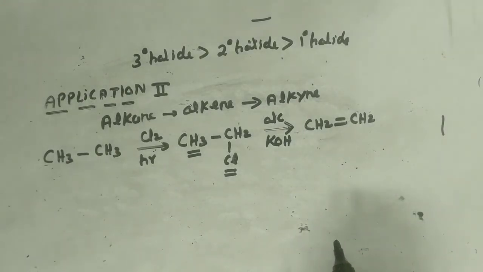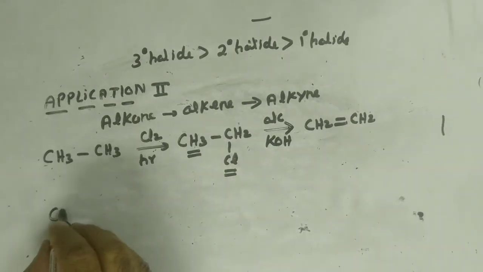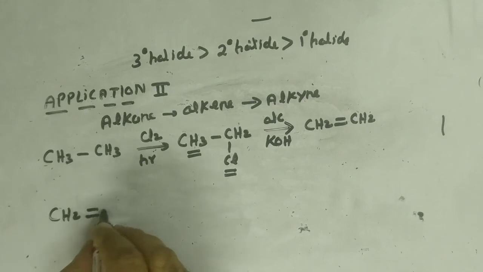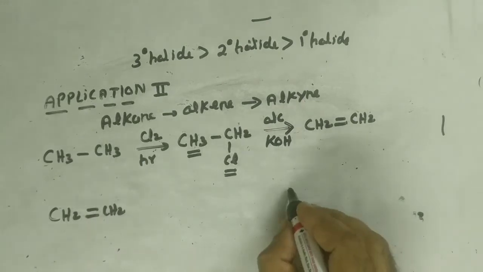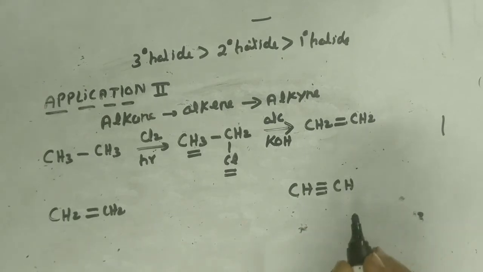Now let's see how we can convert alkene into alkyne. Let's say we need to convert ethene into ethyne. Remember the common name of ethyne? It is commonly called acetylene. I want to convert ethene into ethyne, which is commonly called acetylene.